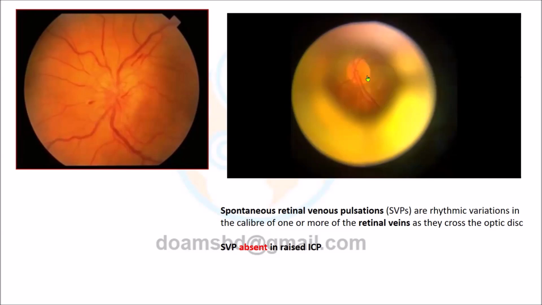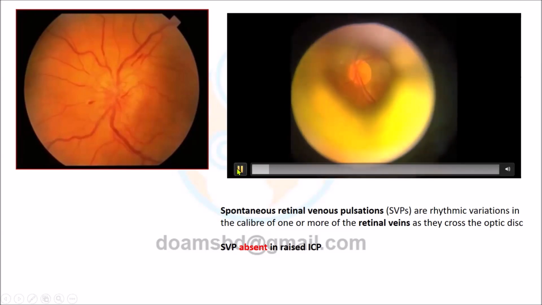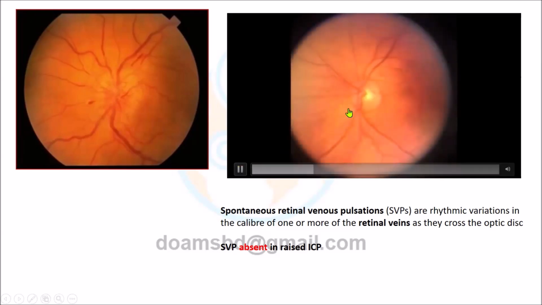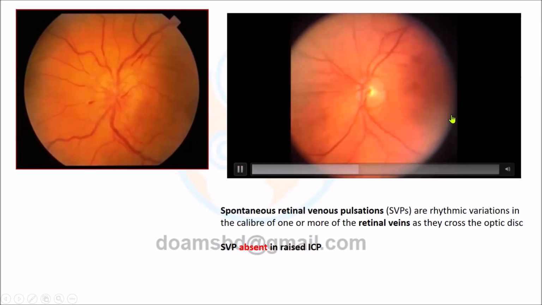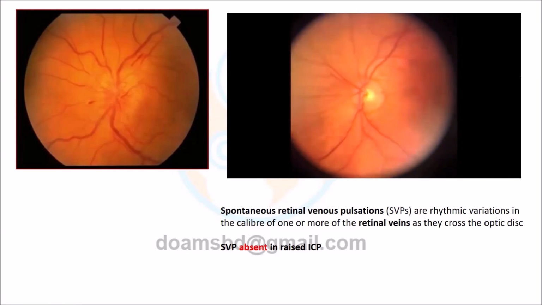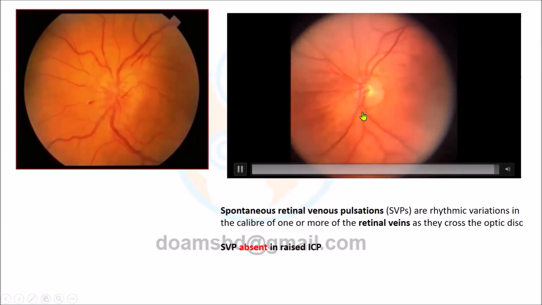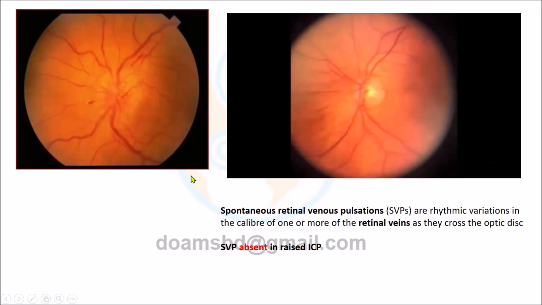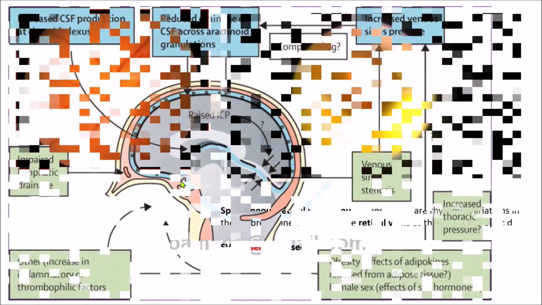And again, you have seen this video already. Should I start to show it again for a few seconds? Yes. So look at the center here. It's normal. But in raised intracranial pressure, this movement of the blood will not be visible.